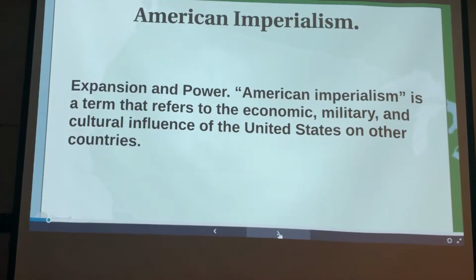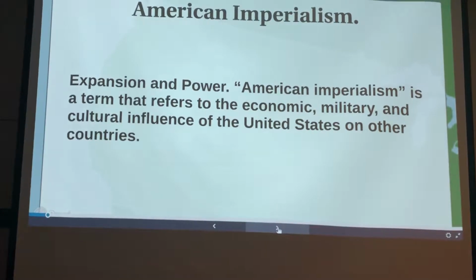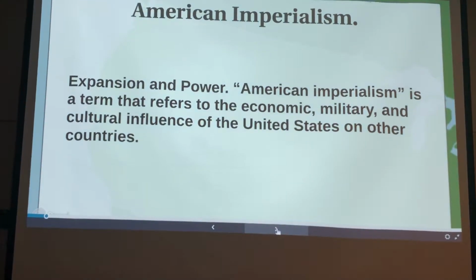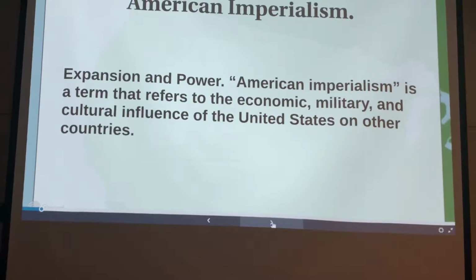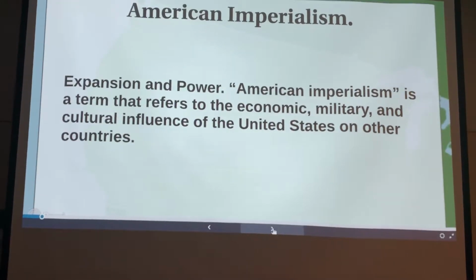So American imperialism, as defined, is the expansion in power. American imperialism is a term that refers to the economic, military, and cultural influence of the United States on other countries.